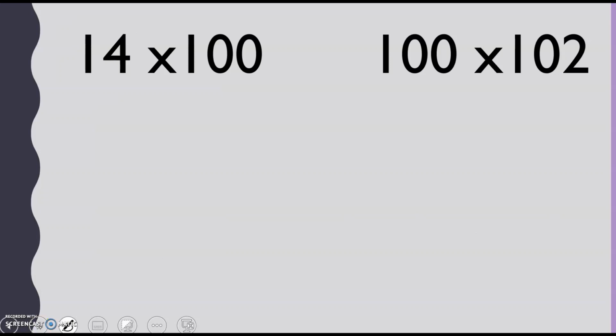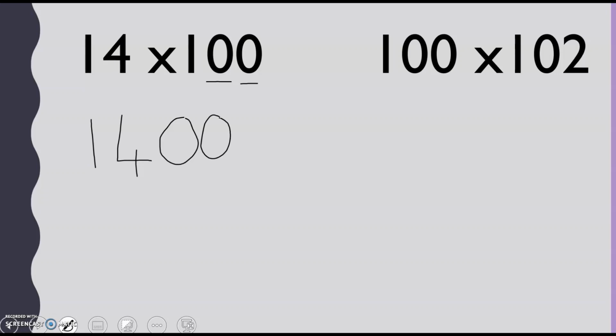Again, pause the video and try these two for me. Okay, so 14 times by 100 then. So that's going to be my 14. I've got 2 zeros here, so I'm going to add 2 zeros to the end of that original number to give me 1,400. And then this is a bit like what we looked at last time.